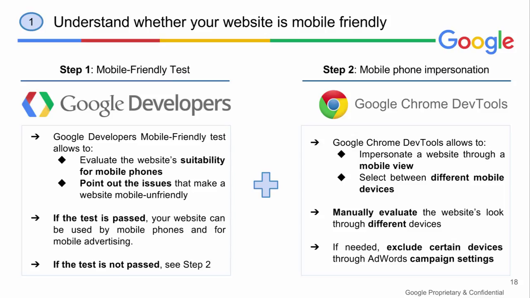First of all, you need to make sure your site is mobile friendly. You can test your website with Google Webmaster Tool. It helps you evaluate if the website is suitable for mobile phones and points out the issues that make a website not mobile friendly. If the test is not passed, we suggest analyzing your website by impersonating a mobile view.